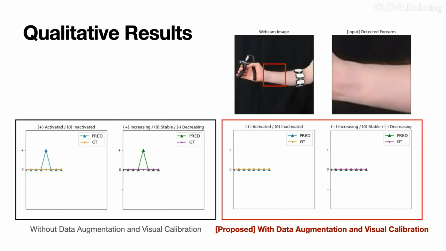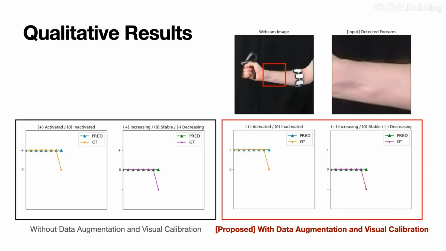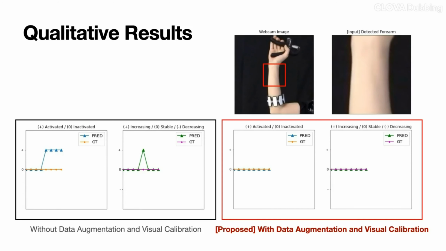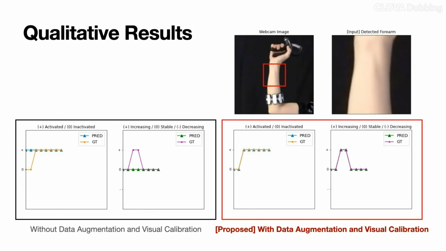Results clearly show that the muscle activation pattern estimator works much better when data augmentation and visual calibration are applied. For detailed qualitative as well as quantitative results, please refer to our main manuscript.